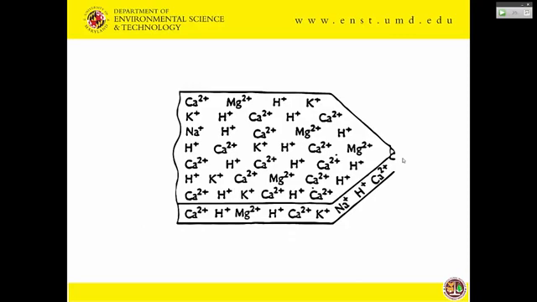Now, the fact is that a clay mineral we might look at, and this is pretty small. Who has a book here? Can I have your folder for that?